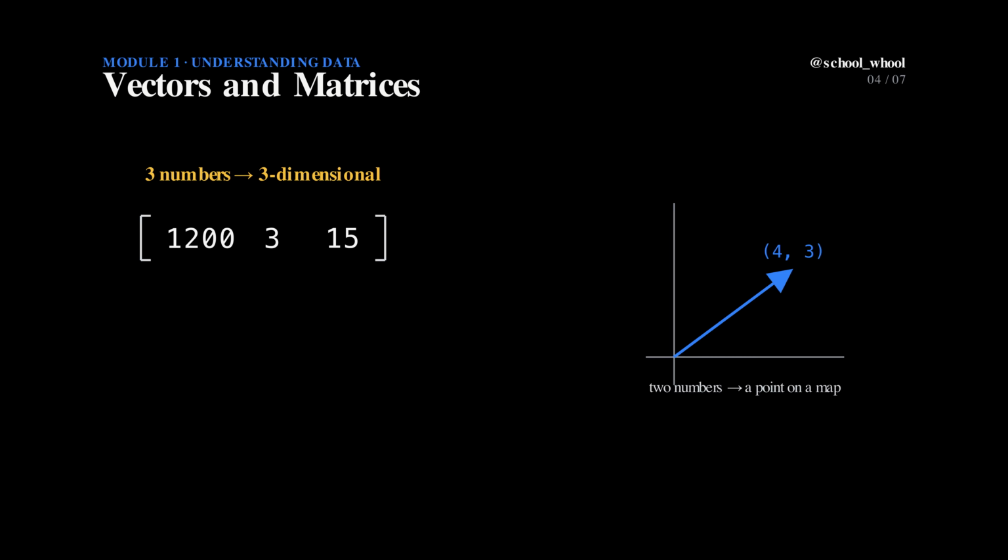Here's a friendly way to picture it. 2 numbers can pin down a point, exactly like coordinates on a map. 3 numbers locate a point in a room, and more numbers keep going, into spaces we can't draw. A vector is both a list and a point in space.